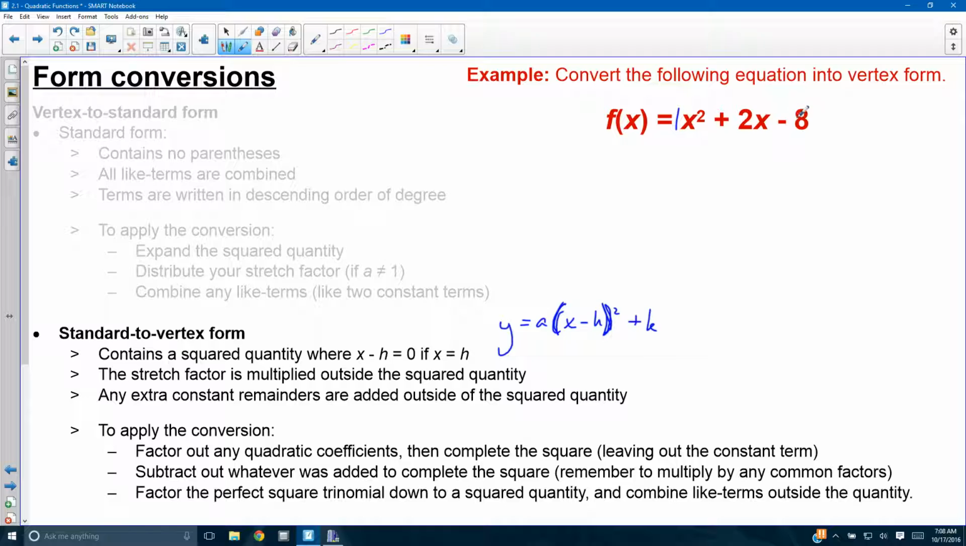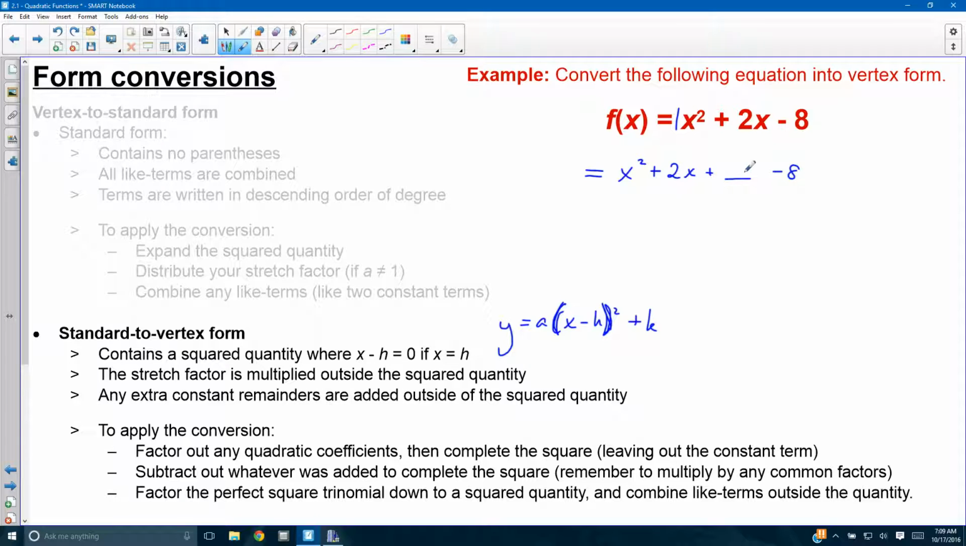Now, completing the square, this negative 8 is bothering this x squared and this 2x. It's not helping me complete my square. So I'm going to go ahead and leave that outside of this area here. I'm going to add in a different number that'll give me a perfect square trinomial. This negative 8, you're a bother.